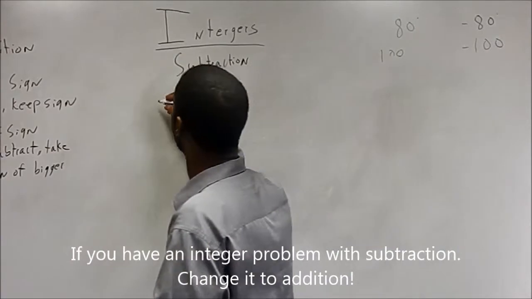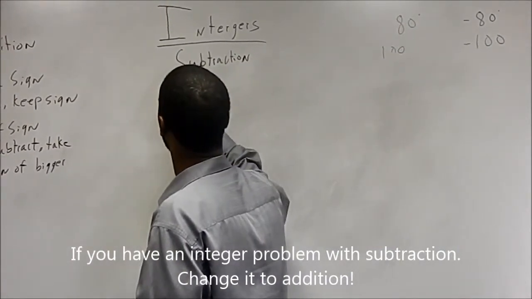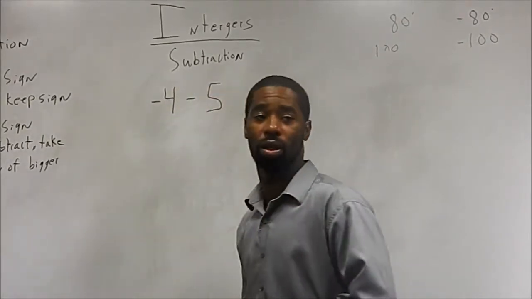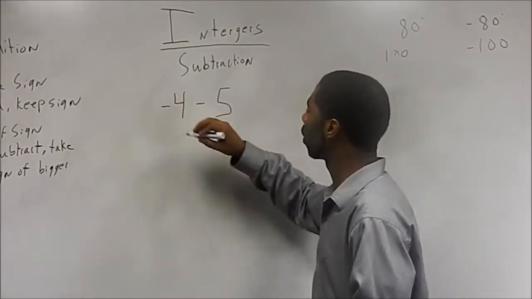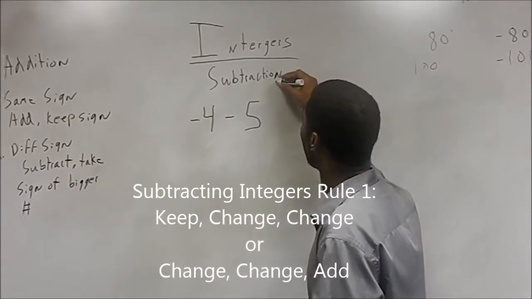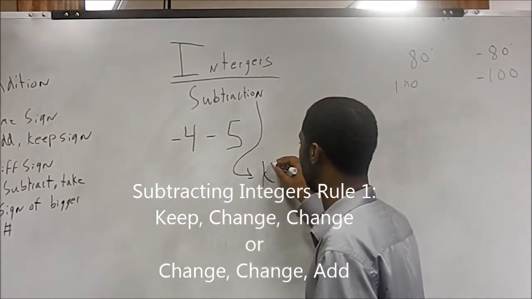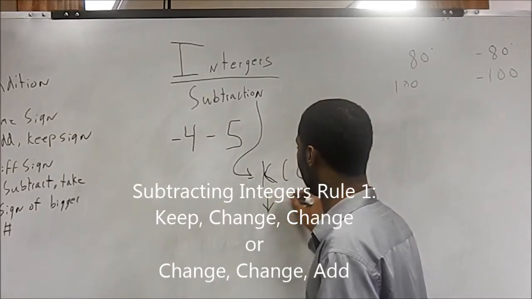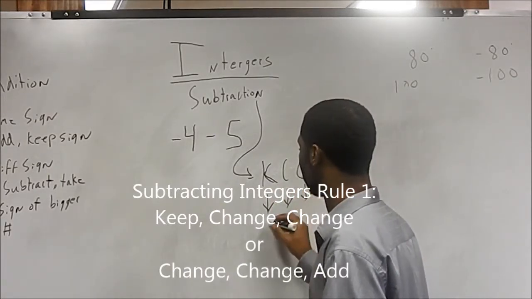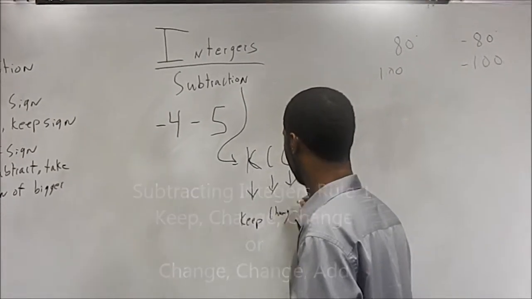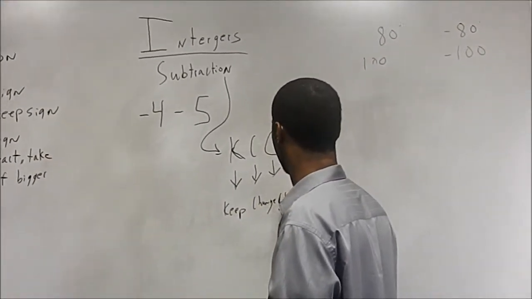So, let's say I have -4, and I want to subtract it from 5. When we change subtraction to addition, we do something called KCC. And what that stands for is keep, change, change.